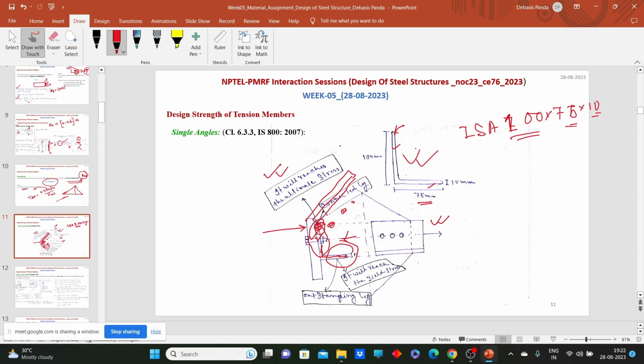This kind of uneven stress distribution over the cross section of an angle section we call the shear lag effect.